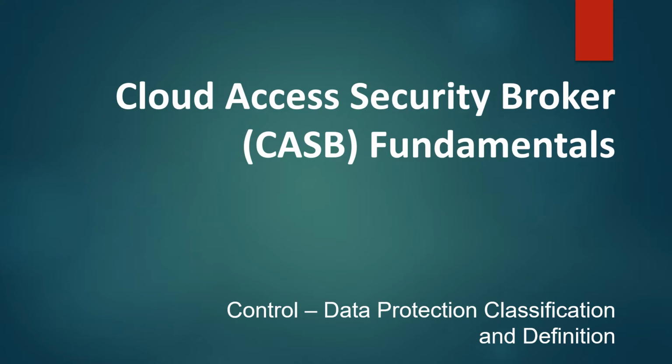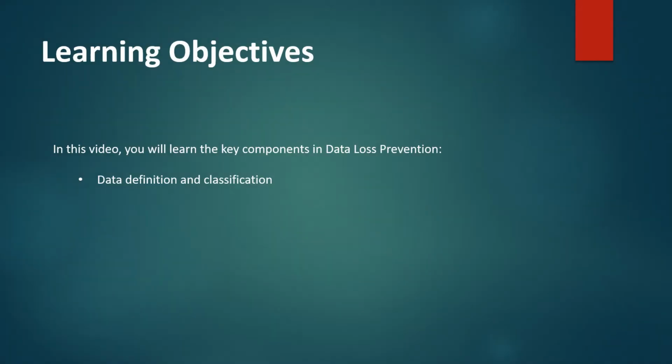In the last video, we talked about the CASB visibility function. In this video, we'll start to study the other key function of CASB, the control function. We start with data protection. The first part of this video will be about the static part of the control of data protection, that is the definition and classification of the data. And in the second part of the video, we'll be covering the action part, the control enforcement.